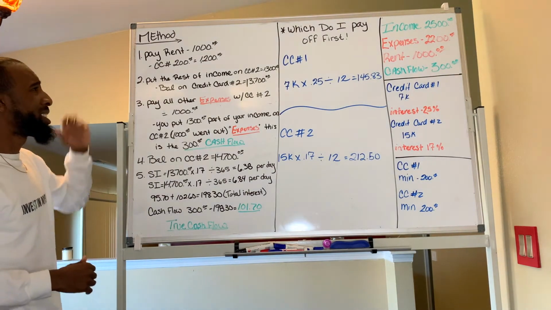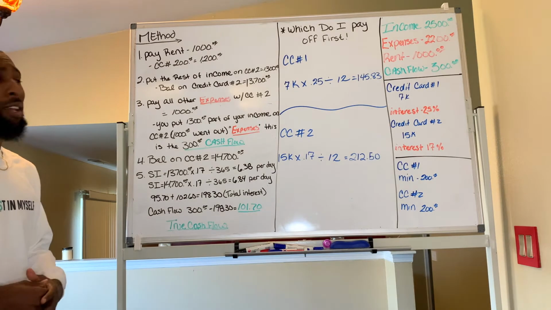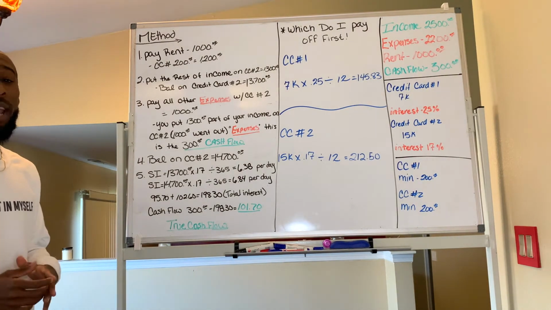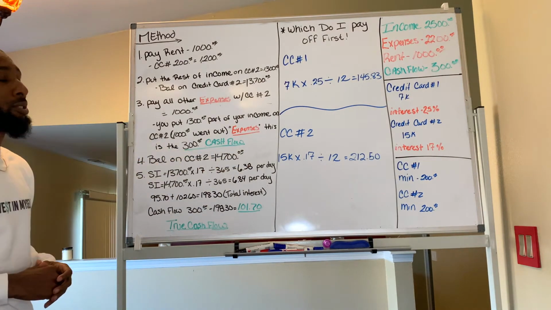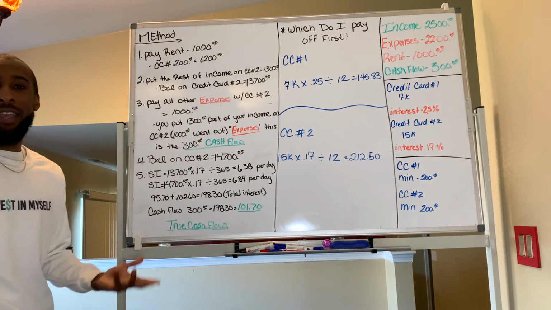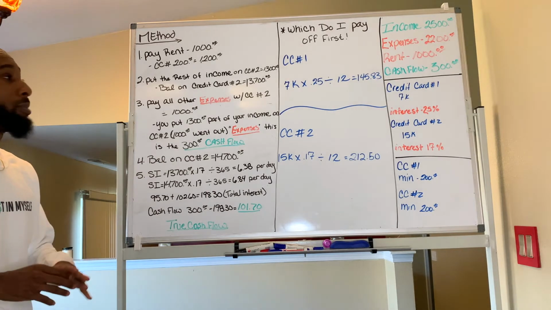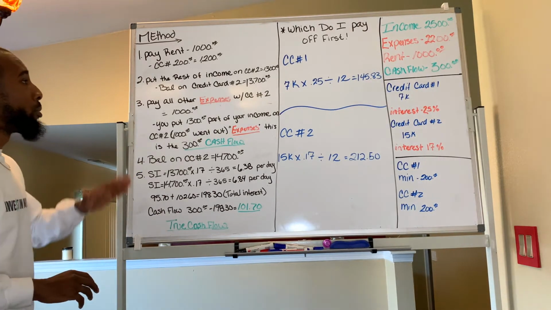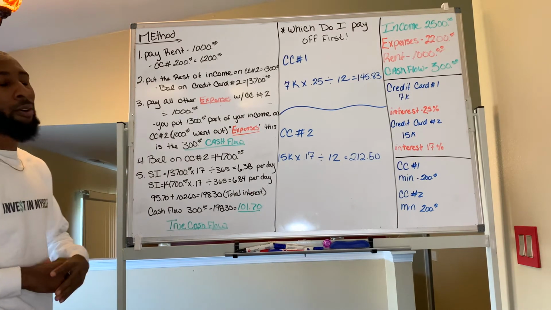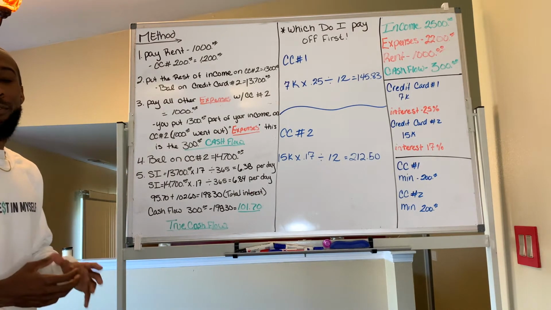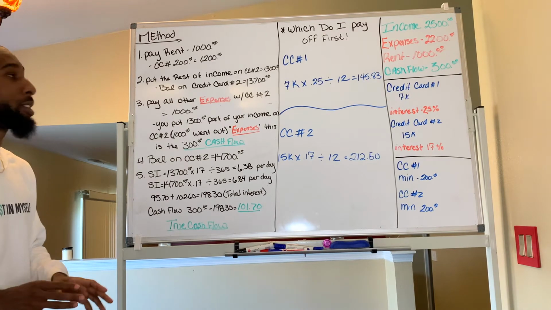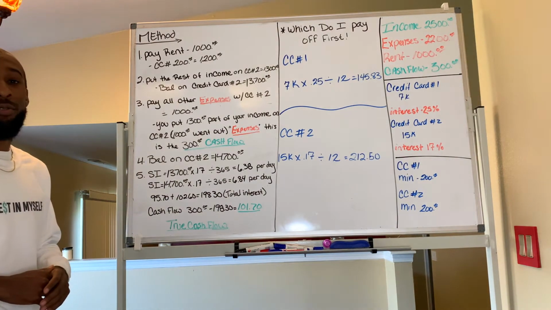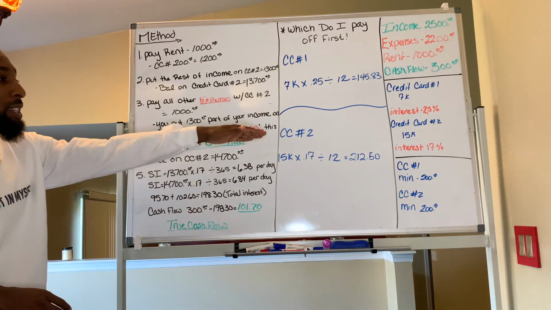So step number one, we're going to pay our rent, and then we're going to pay credit card number one, the minimum payment of that $200. And we're going to pay that with our cash out of our bank account. And that's going to be $1,200 total. Now, step number two, we're going to put the rest of the income on credit card number two. And that would be $1,300 would be the rest of our income. So the balance on that credit card number two, remember, it was $15,000.